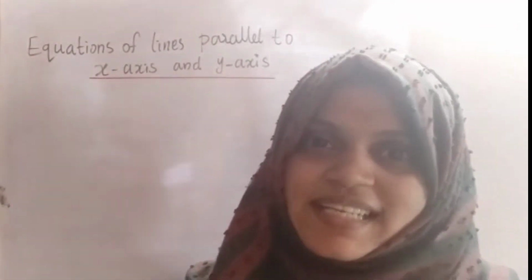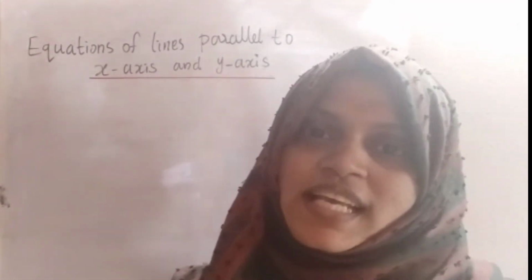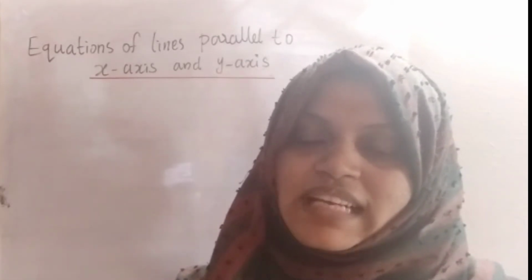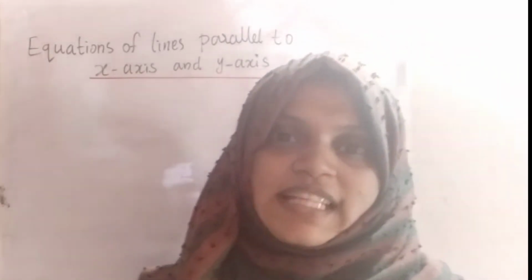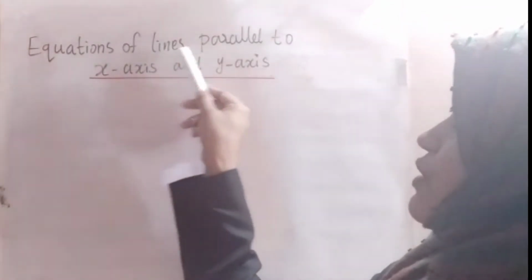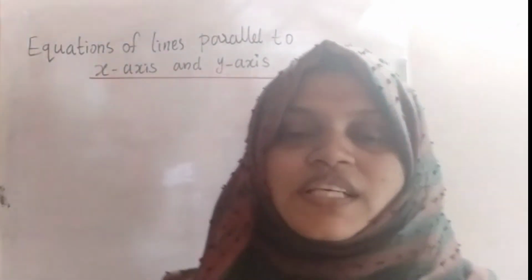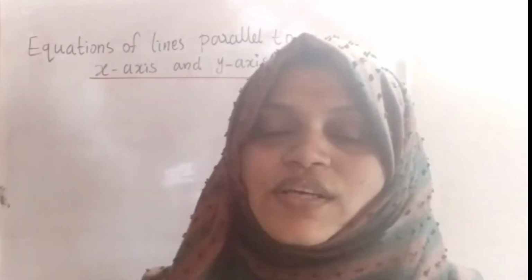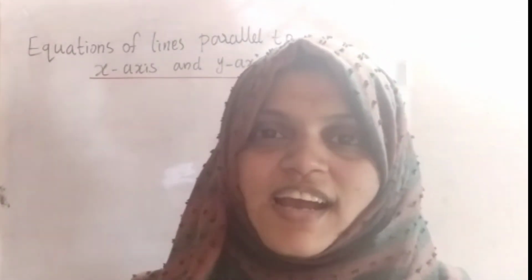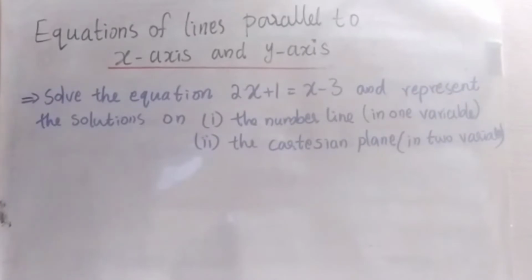Today we are going to discuss the last part of the fourth chapter, linear equations in two variables, that is, equations of lines parallel to the x-axis and y-axis. It's also very important, so all of you please listen here. Let's start. Okay dear students, this is our question.